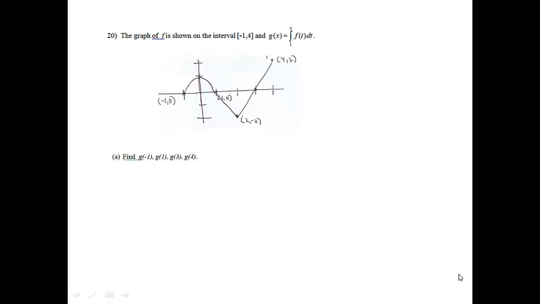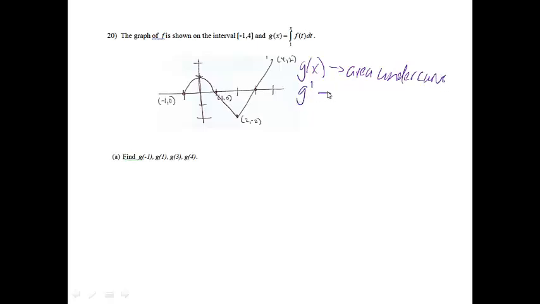Problem 20: the graph of f is shown in the interval -1, 4, and g of x is equal to the integral of f of t from 1 to x. First thing that I'm going to do in this problem is just to identify what we've got. First of all, if they ask me anything about g, I know that g is an integral, so it's going to be the area under the curve of f. So I'll just write that down first.